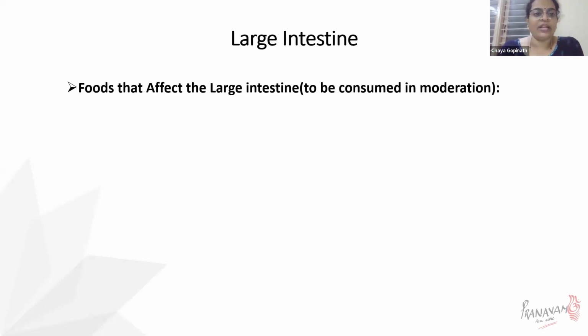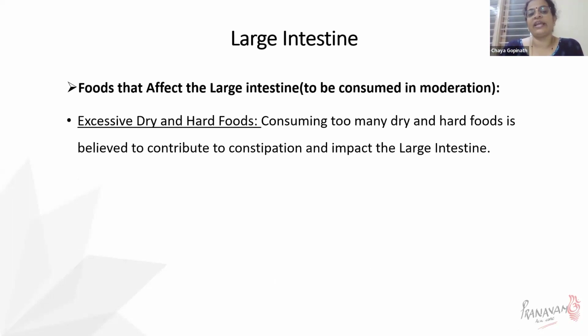Right? Coming to the large intestine, foods that affect the large intestine are excess dry and hard foods. I told you, dry foods, your chapatis, your biryanis, your burgers, your pizzas, they are all dry foods. This is very bad for your large intestine, because the function of your large intestine is to absorb water. Most of your nutrient absorption will happen in your small intestine. Whatever bolus is left, in the large intestine, its main function is elimination. It will absorb all the water and eliminate the waste.